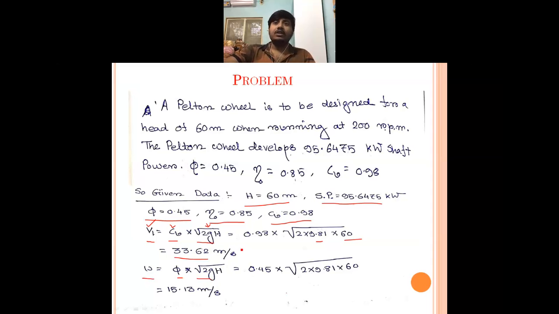Now U will come phi into root 2 GH. Already you have seen the equation. So phi is given 0.45. So it is 0.45 into 33.62. So it will come 15.13. So we have got V1, we have got U.